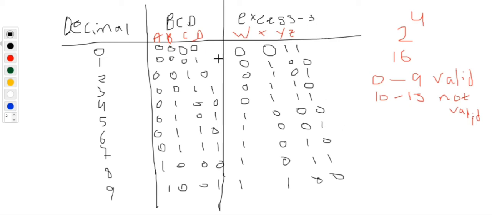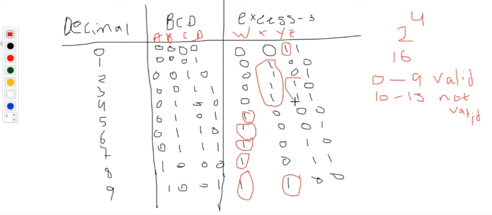We must check for which values of A, B, C, D we are getting high. When considering W, we get high for 5, 6, 7, 8, 9. When considering X, we get high in 1, 2, 3, 4 and 9. When considering Y, we get high in 0, 3, 4, 7 and 8. And for Z, it is high for 0, 2, 4, 6 and 8.